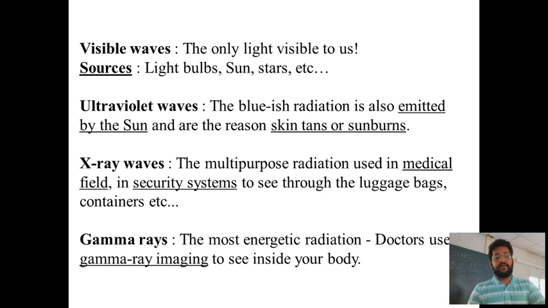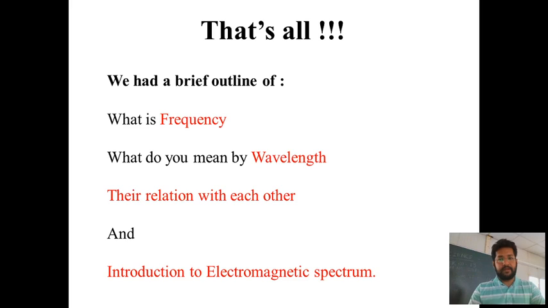The last region, the gamma rays, has the shortest wavelength, but because of its very high frequency, it becomes the most energetic radiation. Doctors use gamma ray imaging techniques to see what's going on inside our body. So friends, each and every region of the whole electromagnetic spectrum is important to us, in one way or another. That's all, we just discussed a brief outline of what is frequency, wavelength, the relation between them, and an introduction to the electromagnetic spectrum.